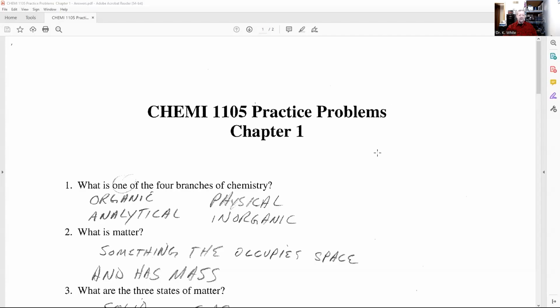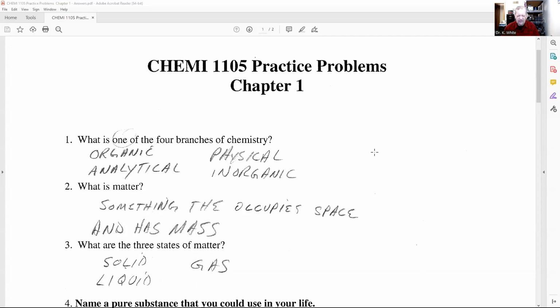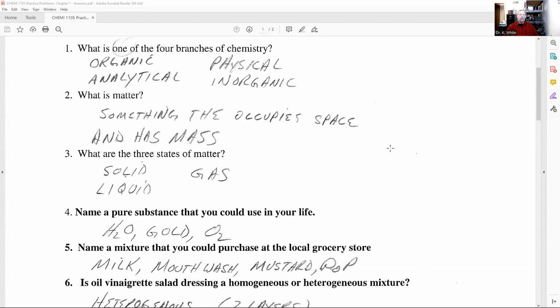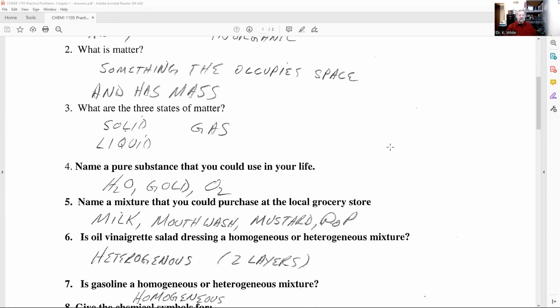All right, let's go through the practice problems. These are things you should know how to answer. Number one, what is one of the 4 branches of chemistry? My favorite is organic, because I'm an organic chemist, but there are 3 others: analytical, physical, inorganic. What is matter? Something that occupies space and has mass. Sorry. Now, this is very important. What are the 3 states of matter?